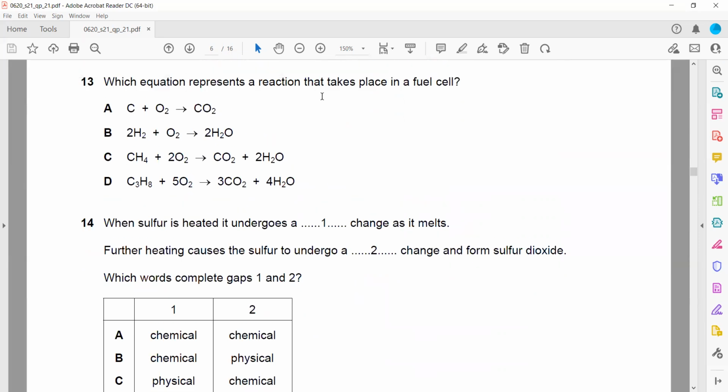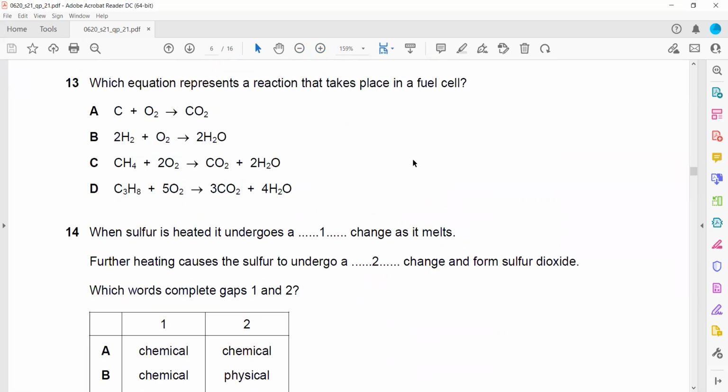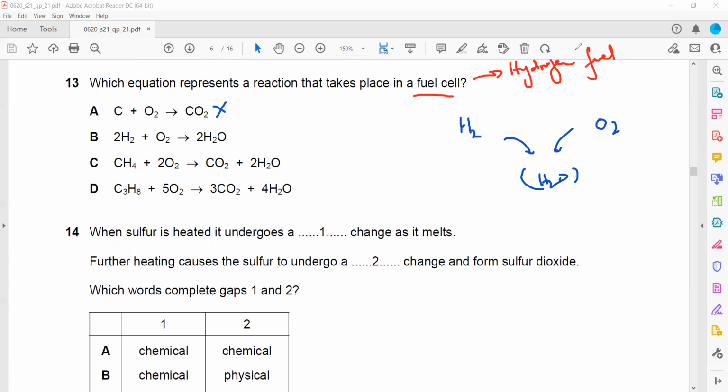In question 13, which equation represents a reaction that takes place in a fuel cell? Basically, in a hydrogen fuel cell, hydrogen combines with oxygen, and as a result, it produces water, H2O. And a fuel cell also generates electricity. So in a fuel cell, we don't have carbon reacting with oxygen to give carbon dioxide, or carbon burning. It's not in a fuel cell. In a fuel cell, we use hydrogen as a fuel.